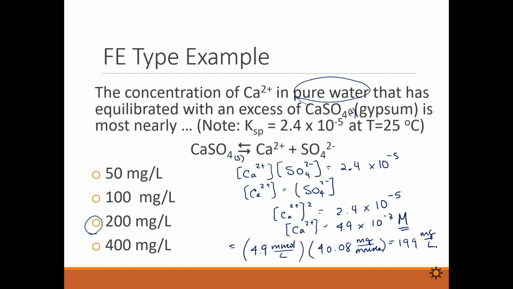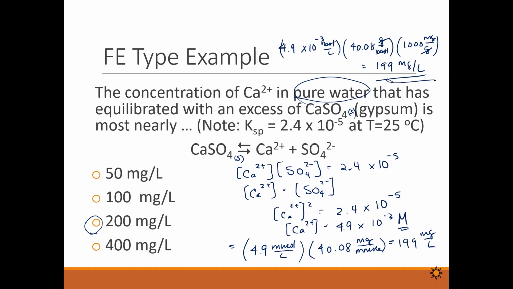I could have left this in molar units, in which case I just would have had 4.9 times 10 to the minus 3 moles per liter. I'll multiply that by 40.08 grams per mole, but I wanted this in milligrams, so 1,000 milligrams per gram. Grams cancel, moles cancel, and I'm left with 199 milligrams per liter. So I'm left with the same result.